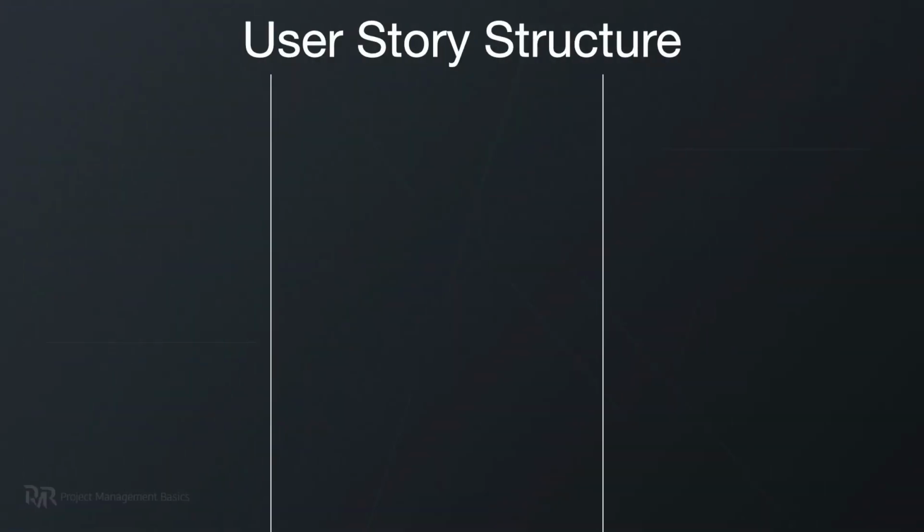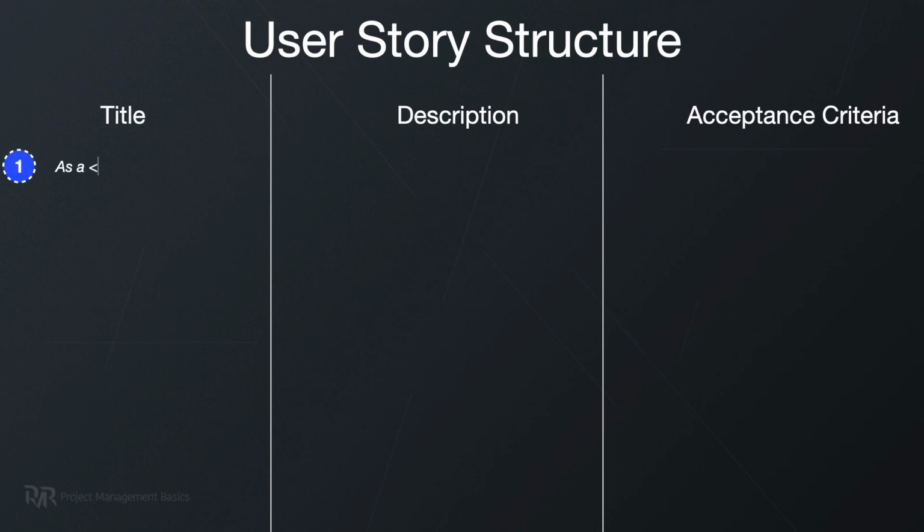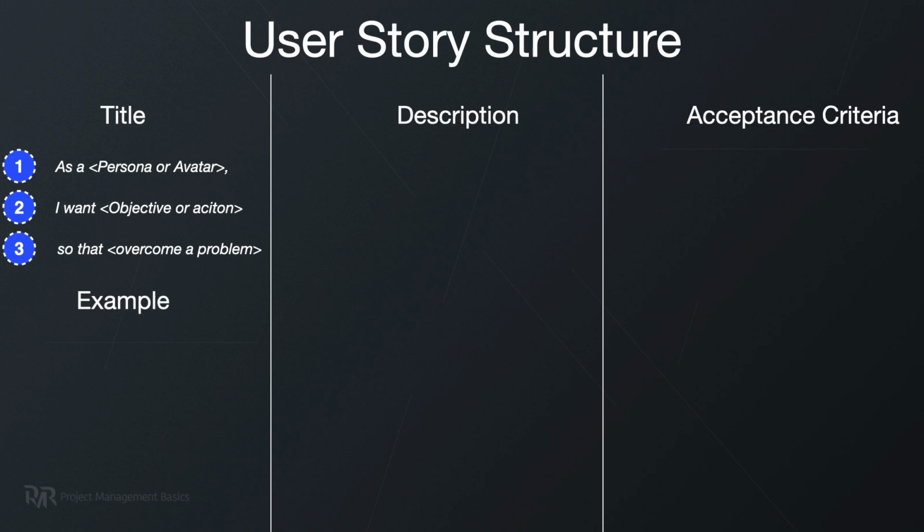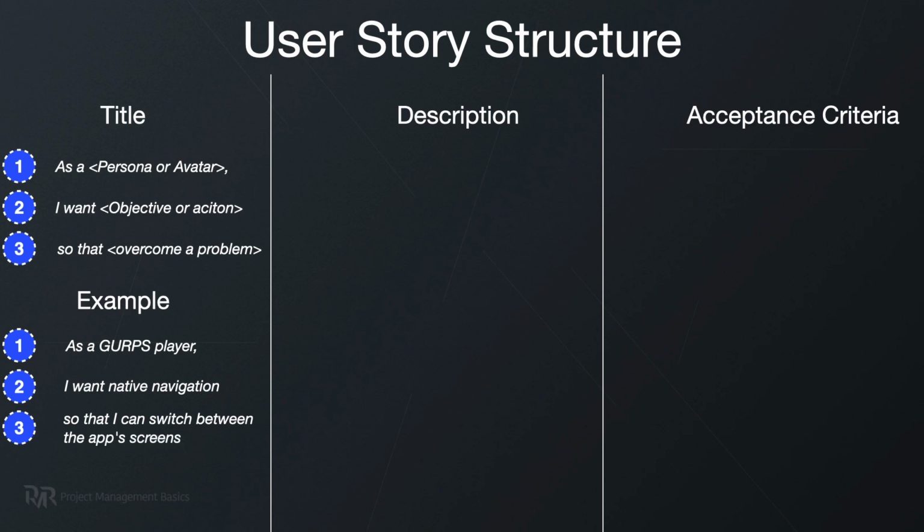A user story has 3 main components: title, description, and acceptance criteria. The title itself consists of 3 parts, and it sounds like this: As a person or avatar, I want objective or action so that overcome a problem or need. For example, as a groups player, I want native navigation so that I can switch between the app's screens.